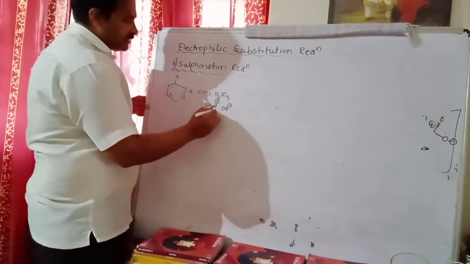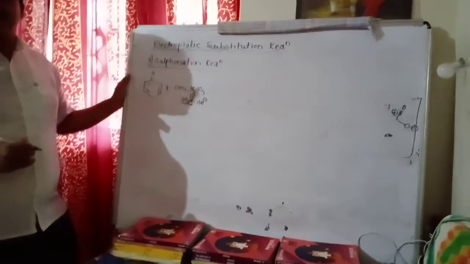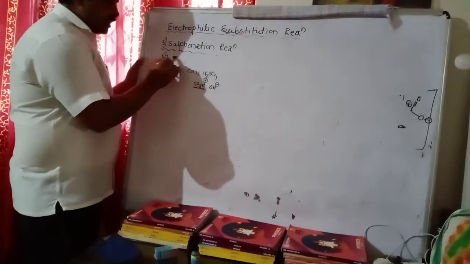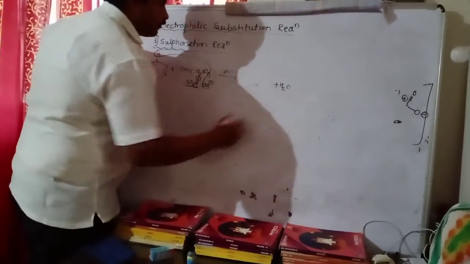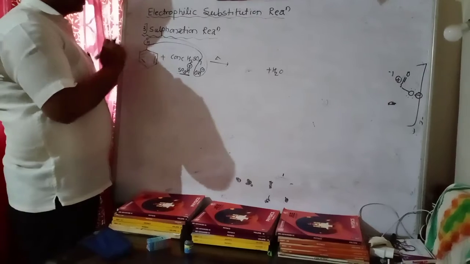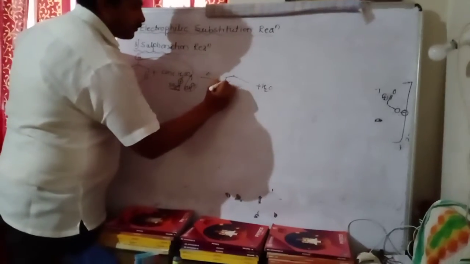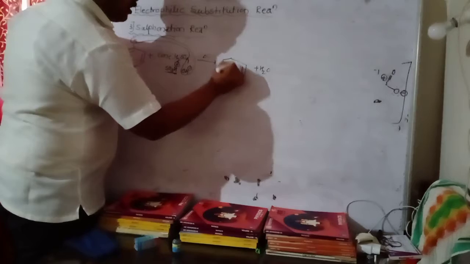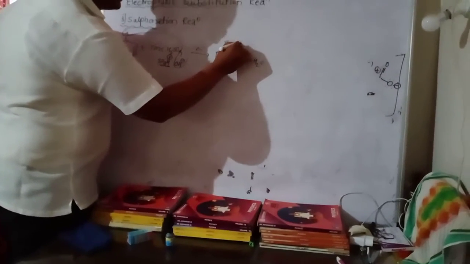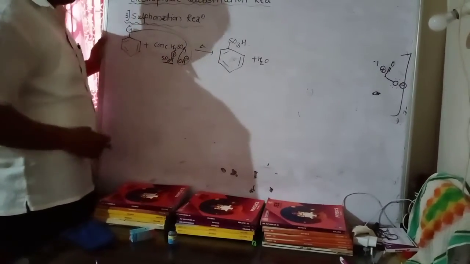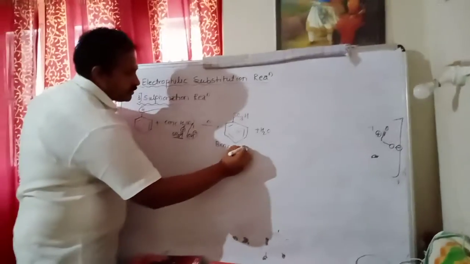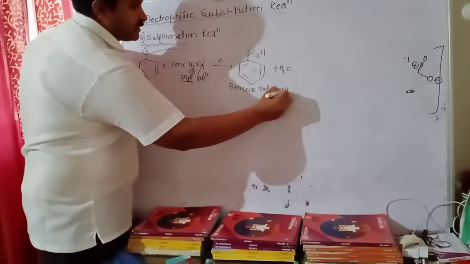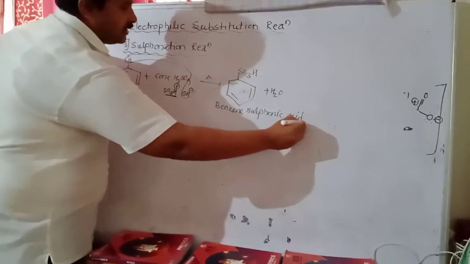SO3H plus is nothing but the sulfonyl group. This H and OH come together to form H2O, and SO3H plus goes to this side, forming SO3H. Students, tell me the name of the compound. The name of the compound is benzene sulfonic acid.